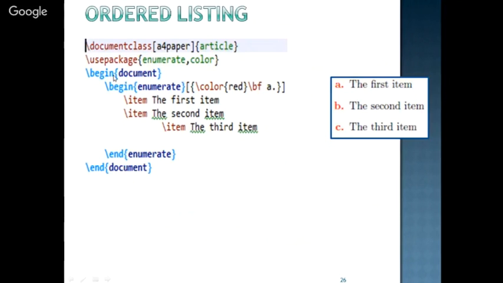Then in the same way you have to start the document environment. Then another environment will be enumerate. These are just the packages used for different applications. So enumerate, then the command is in square bracket. Again in curly braces backslash color. Color is red. You can define the color here. Then backslash bf is for boldface. Because these bullets are boldface, the command is bf. Then what bullet style you want, what number, it is A dot.